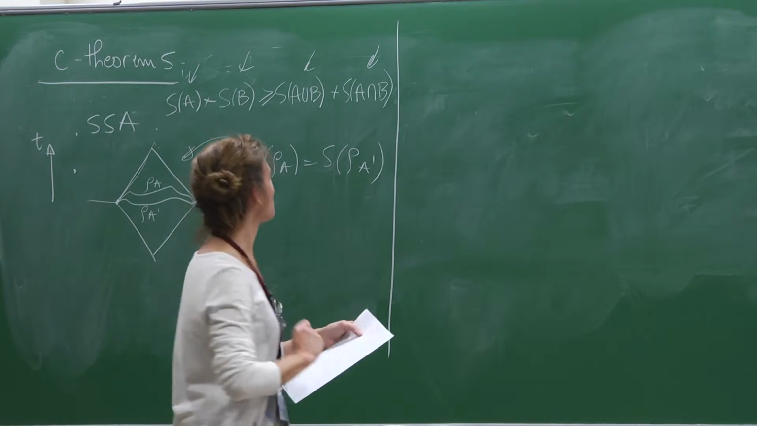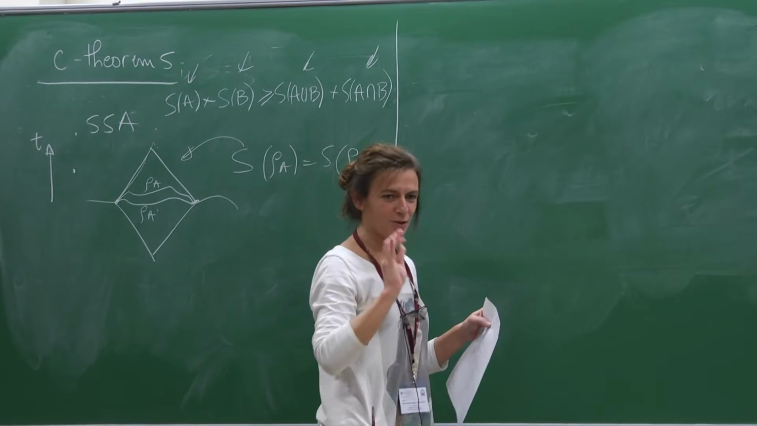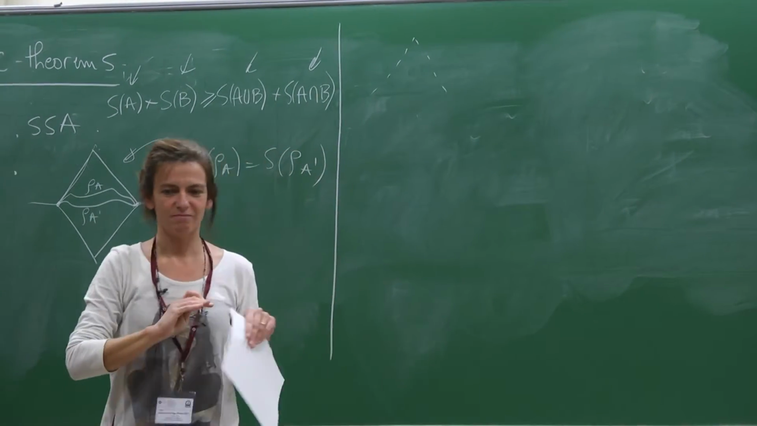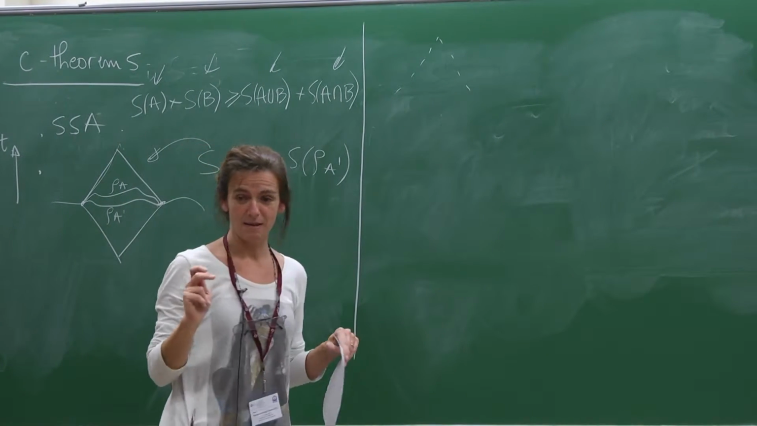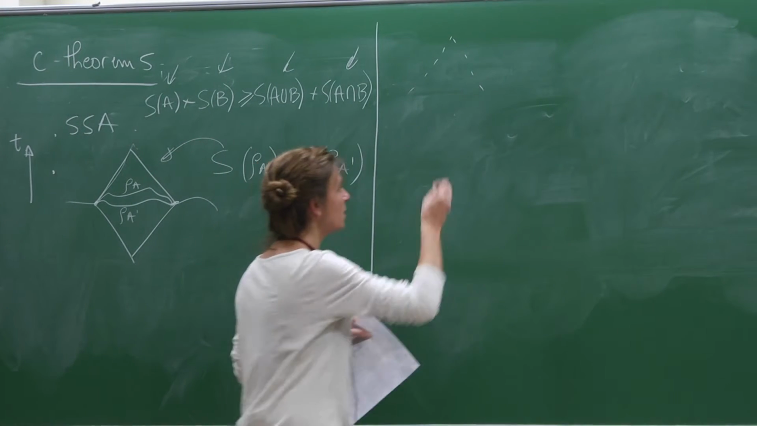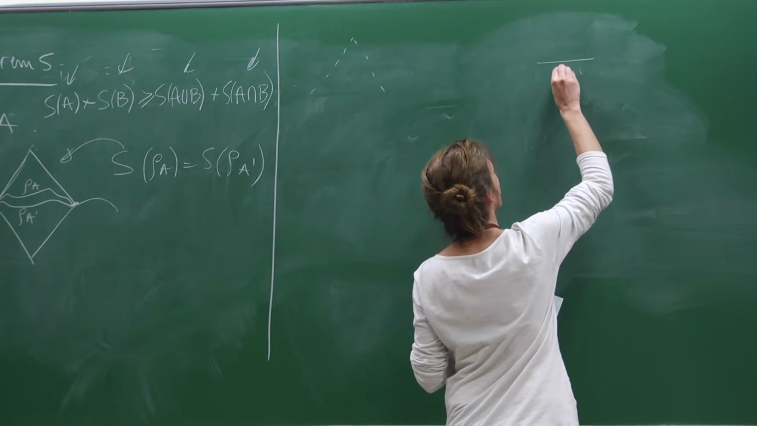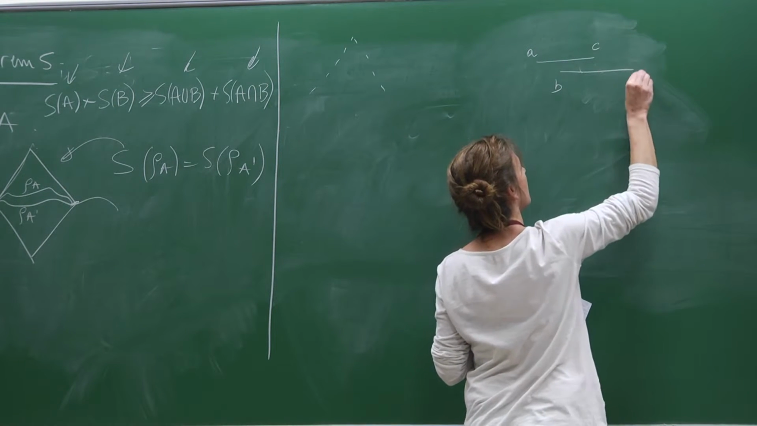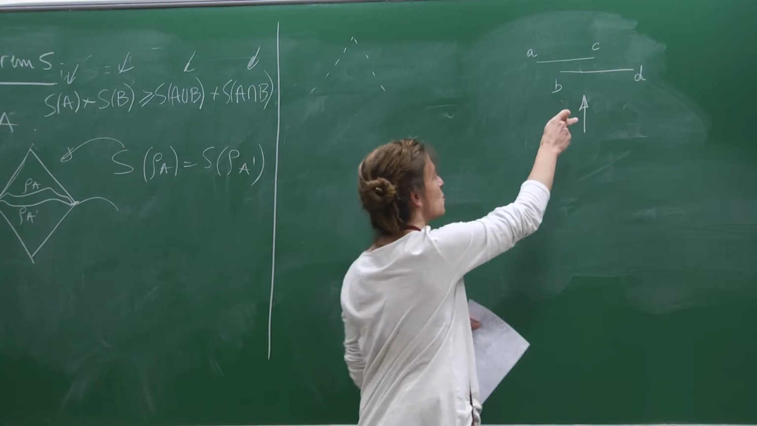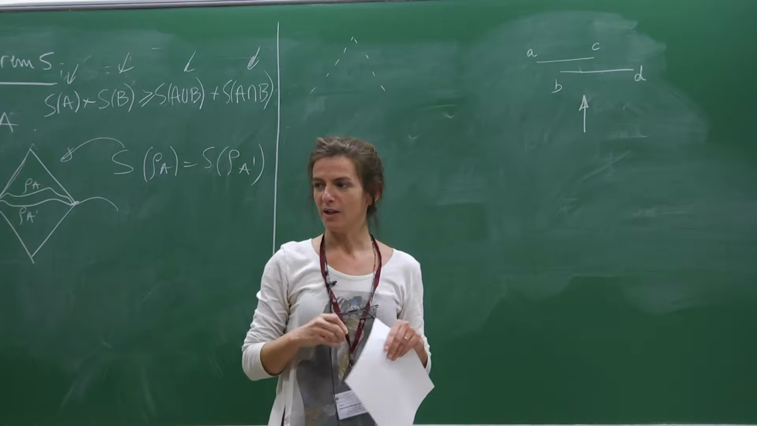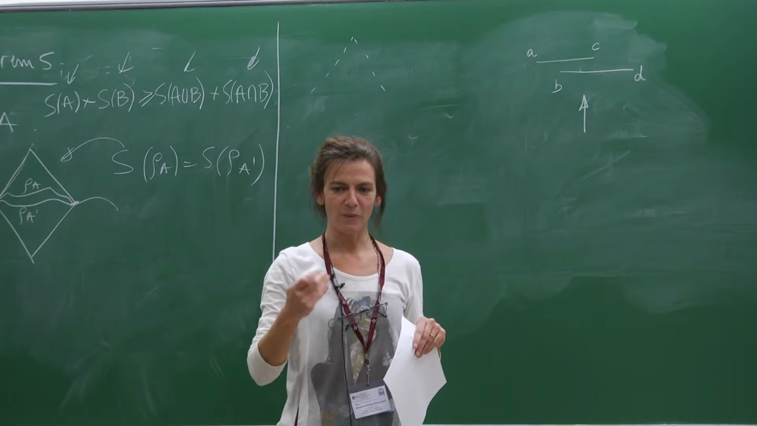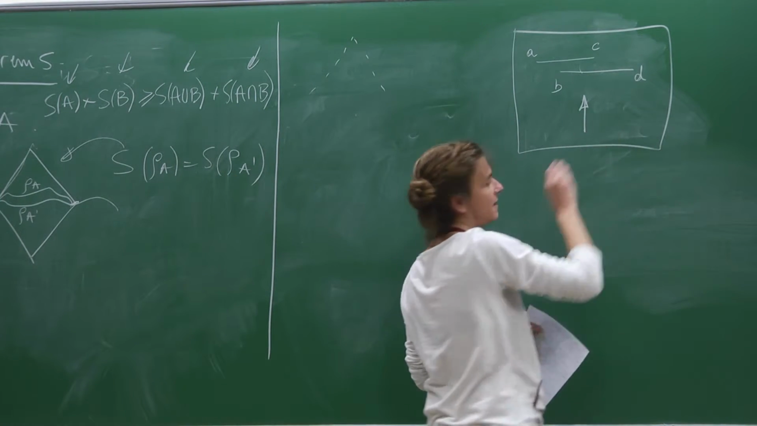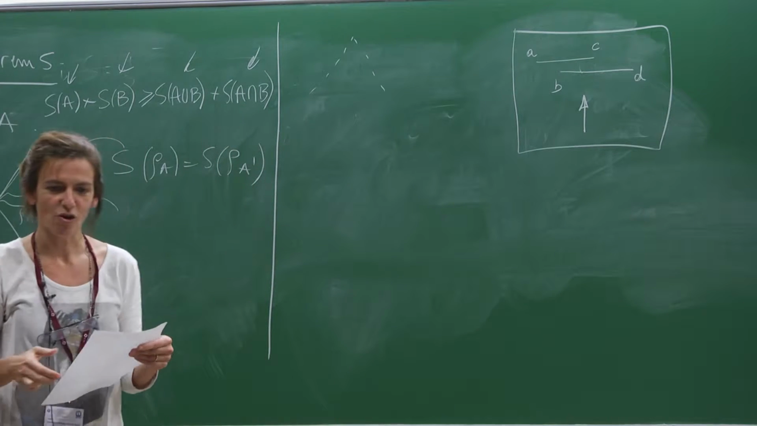So what is the construction we need? Let's take two intervals. But the planar construction is not useful, and this is an exercise also. Suppose you take this and this: A, B, C, and D. You apply strong subadditivity here, and you try to get some information about the entropy. You will see that this is not strong enough.